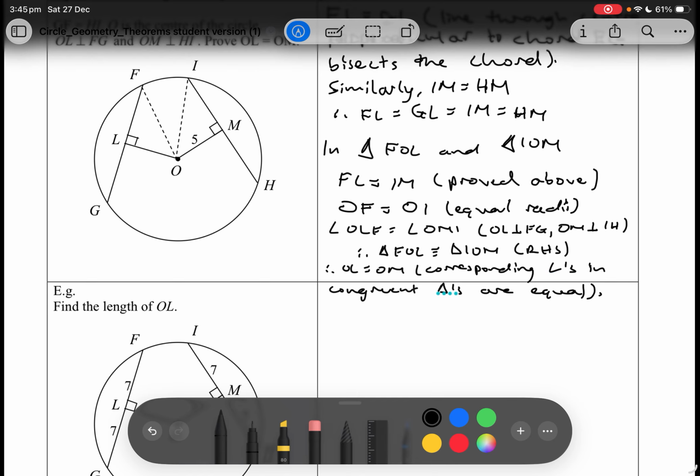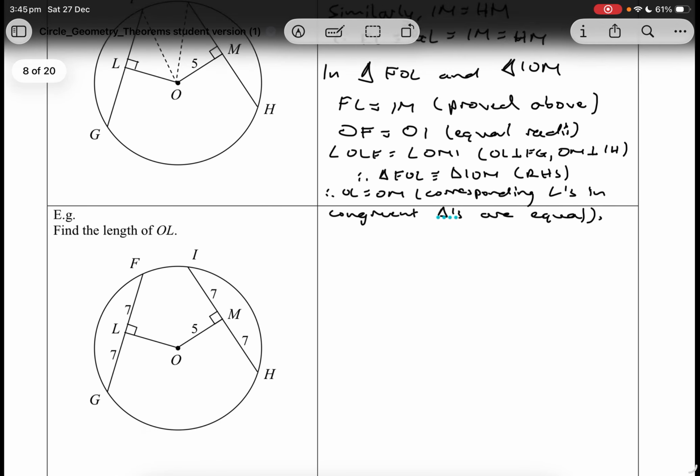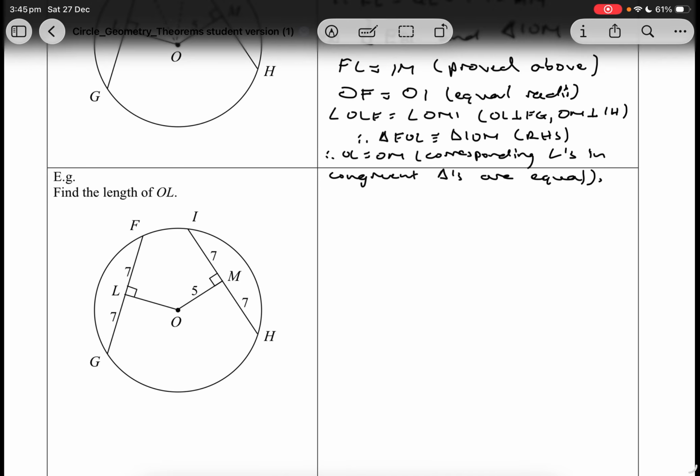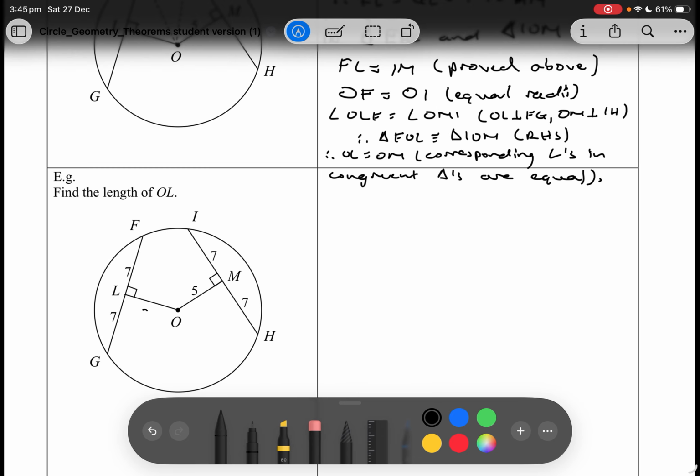Cool. Okay, so now that we've done our very last proof for this video, we are just going to apply this proof. So we're just trying to find the length of OL on this one. Let's call it X. So we know that IH equals FG, which equals 14. Now, since we know that those chords are equal, we can say that OM equals OL, which equals 5. Because equal chords are equidistant from the center.